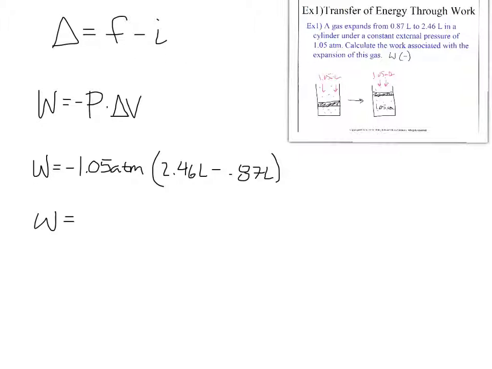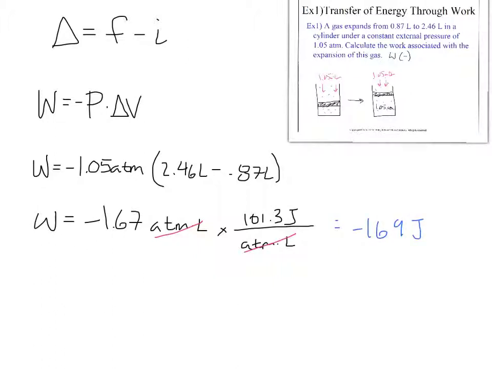And the value that we get for work then is 1.67. And units on that, we're multiplying atmospheres by liters, and so our units would be atmosphere times liters. Work, though, is measured in joules, so we do have to convert those units to something more useful. And the conversion from liter atmospheres into joules is 101.3 joules for every liter atmosphere. And so those will cancel out, and we get our final answer as negative 169 joules.